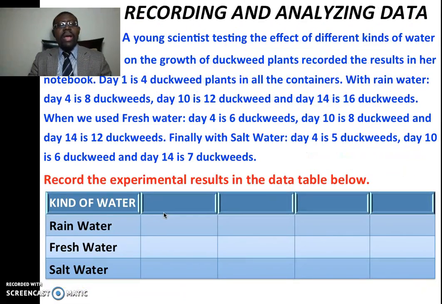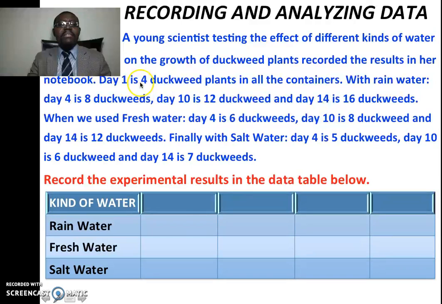The next one, we are going to learn how to record and analyze data. And in this question, it says, a young scientist testing the effects of different kinds of water on the growth of dark-wheat plants recorded the results in her notebook.